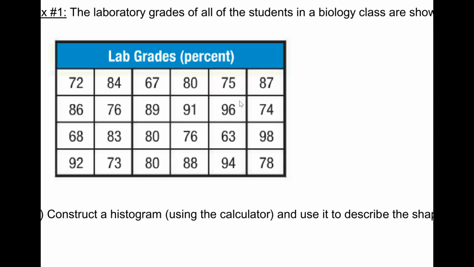All right, the lab grades of all the students in a bio class are shown. So we're going to construct a histogram using the calculator and use it to describe the shape of the distribution. So, enter in all these. Do you remember how to do it? Yeah, so you go to list, spreadsheet, put them all in the first column, yes?